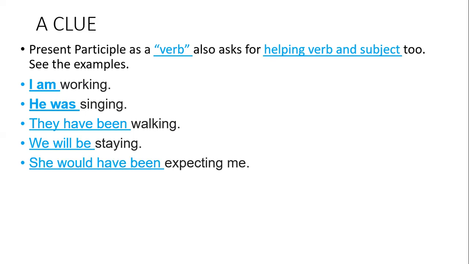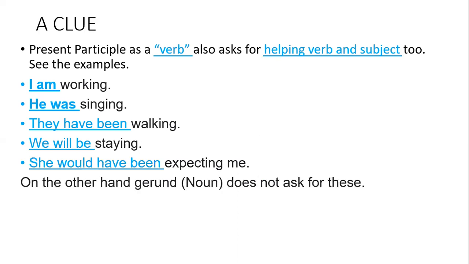She would have been expecting me. Before expecting, you can see would have been. It's basically the helping verb family, and she is the subject. On the other hand, when we talk about a gerund, which means a noun, it does not ask for such things. In fact, it gives you the answer of what, who, whom.